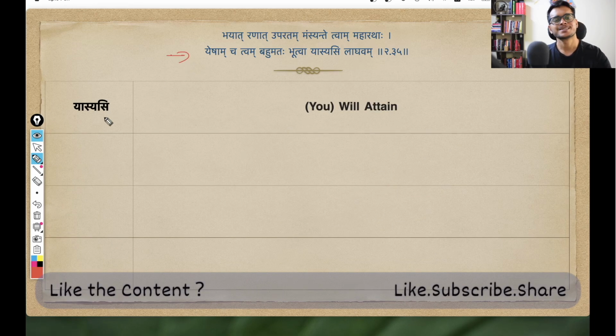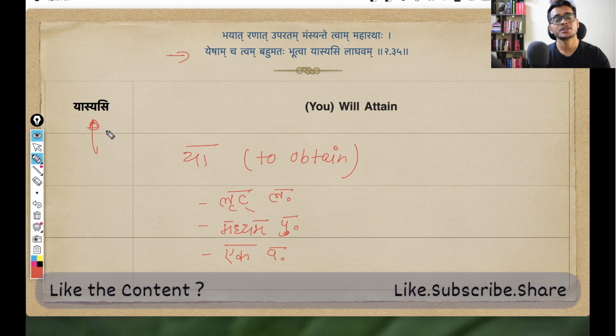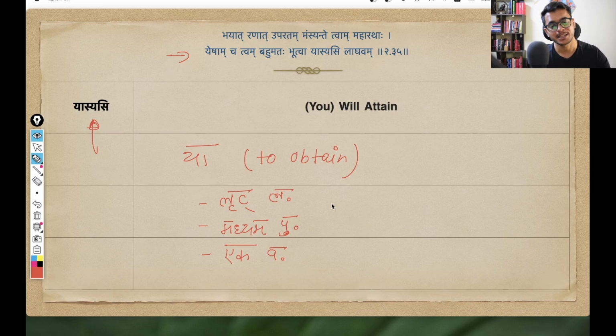So now we'll decode this second line and we are starting with this Kriya Pada Yasyasi. And this Kriya Pada is coming from the Ya Dhatu. Ya Dhatu is used in the sense to obtain, to attain. And the form here is Lrit Lakara, again future tense, Madhyama Purush, because this is directly being attributed to Arjuna, the listener. So Madhyama Purush and Ekvachana, of course. Okay, so Ya Dhatu in these properties becomes Yasyasi, that you will attain, you will obtain in that sense.